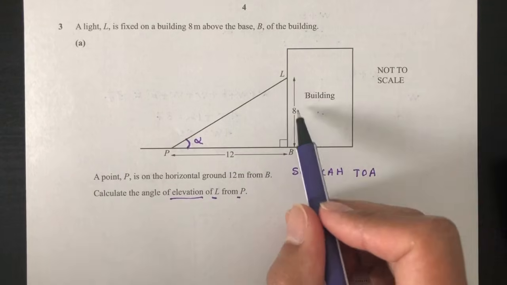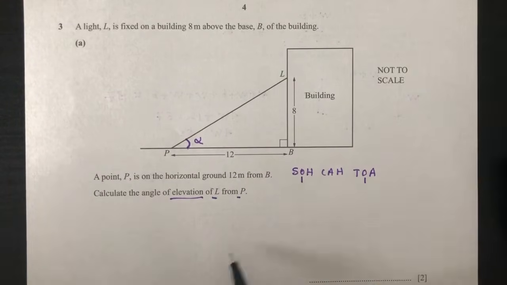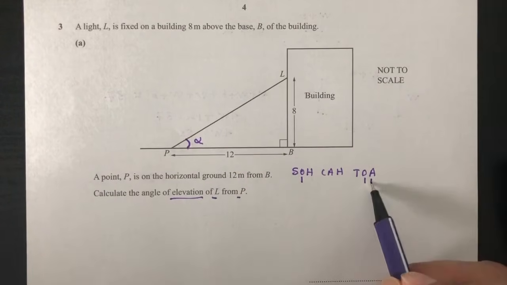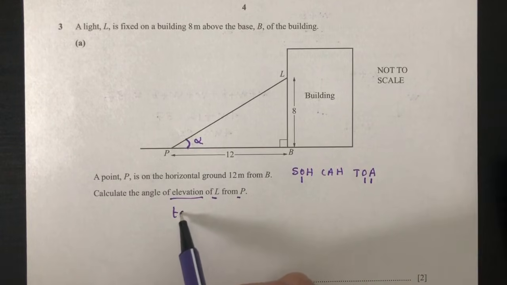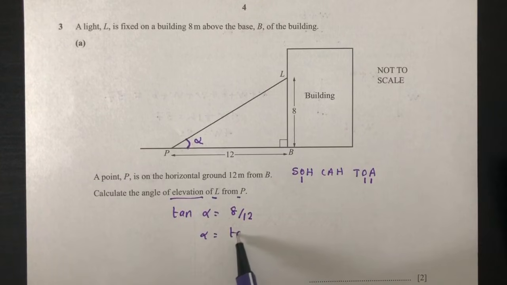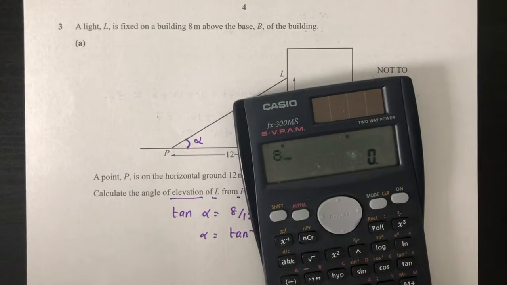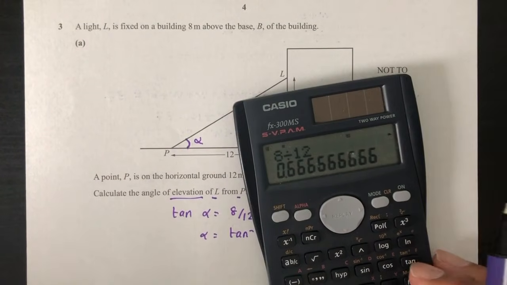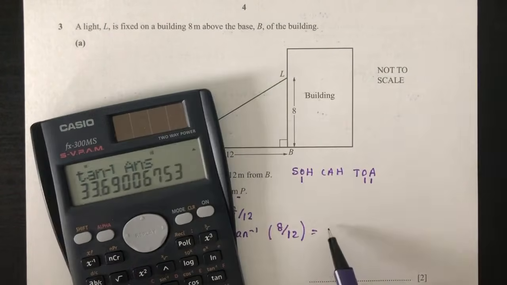So we have opposite side, and we have adjacent side, so we have to use tan. So tan of alpha is equal to 8 divided by 12. So alpha will be tan inverse of 8 divided by 12. So 8 divided by 12, tan inverse of that will be 33.7 degrees.